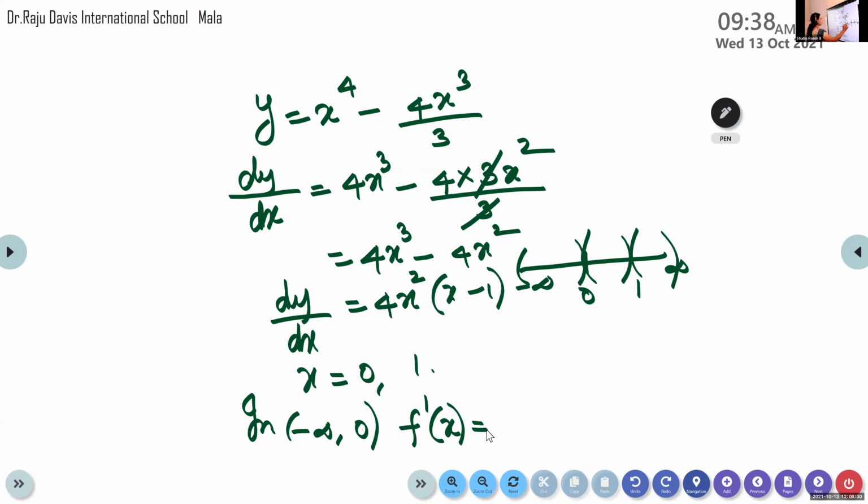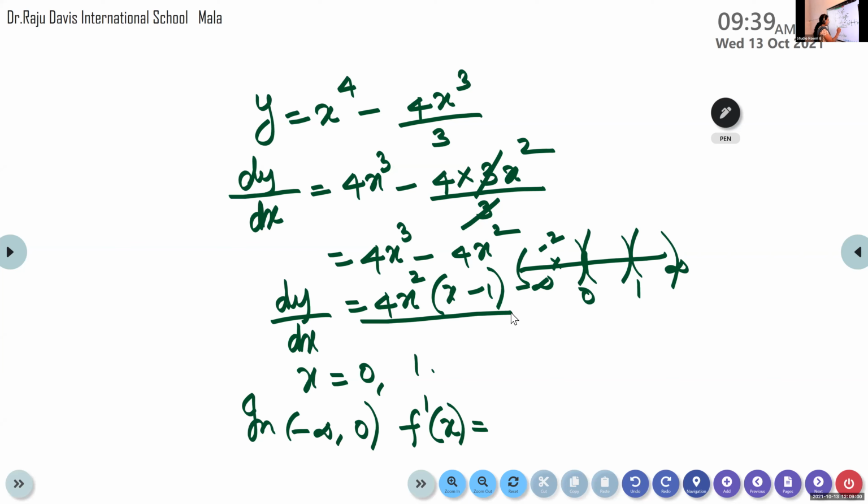Minus infinity to 0, if you take the value minus 2, we have to substitute in f dash of x, that is dy by dx. So when you substitute it, what happens? Is it positive or negative, Aparna? When you put minus 2, don't calculate the value.